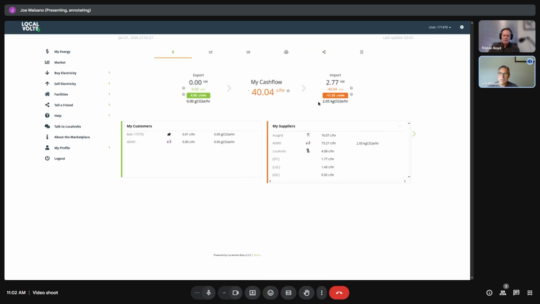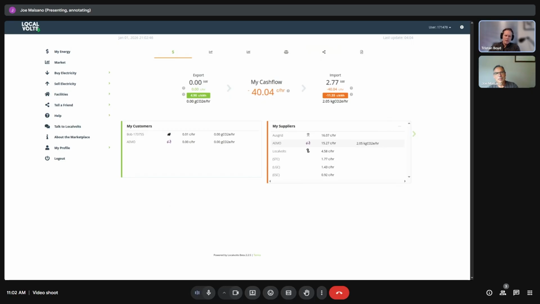And then finally, at the bottom here, we can also see a carbon footprint instantaneous in this particular 5-minute period. We're basically burning the equivalent of 2 kilograms of CO2 per hour.